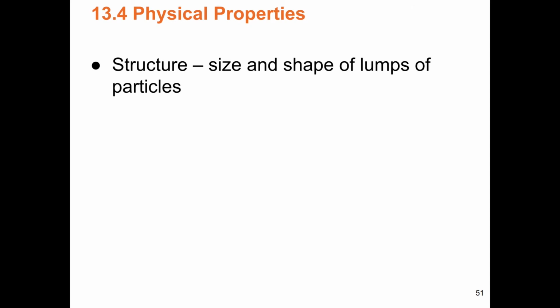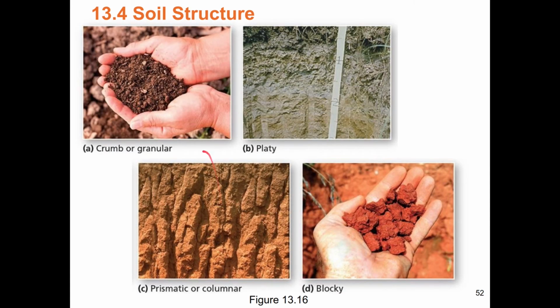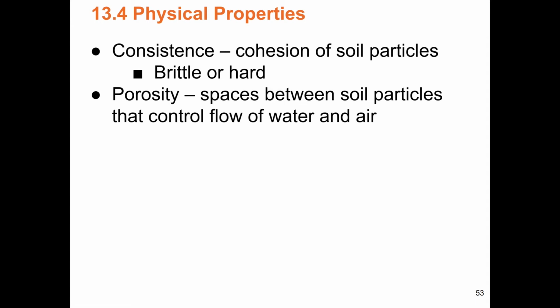Structure refers to the size and shape of the lumps in the soil. You can have crumbs, you can have plates, you can have blocks, you can have prisms, you can have columns. There you got your crumbs, got your plates, prisms, blocks. It's just a descriptive term. Consistence is the cohesion or how they stick together. Is it brittle? Porosity is a physical property. It's the number of spaces between the soil particles. The more porous it is, the more easily air, water, and roots are going to flow through the soil.